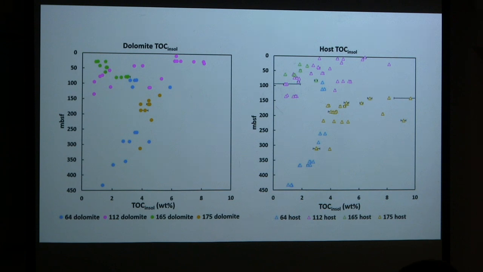Looking at all four sites together for the total organic carbon amount, there's a decrease with depth. Shallower sediments tend to have more organic carbon, and that is lowered as the cores get deeper. And that's true for both dolomites and for hosts. These graphs look pretty similar.